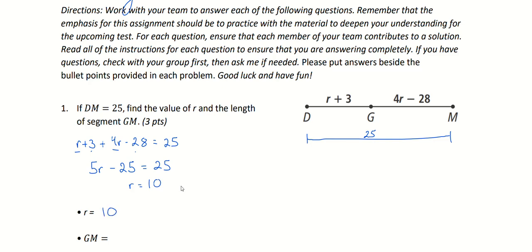Okay, are we done? No. If I know R is 10, how do I find GM? Plug it in. 4 times 10 is 40 minus 28. I think GM is 12. Okay, where do you think the 3 points would come from if this problem shows up on the test?